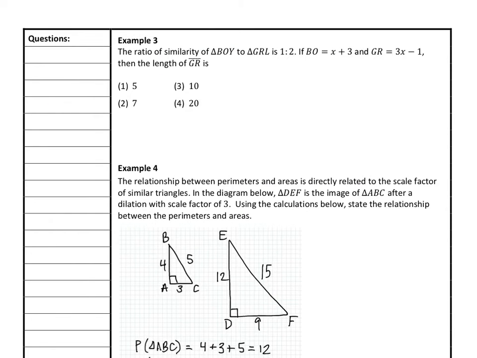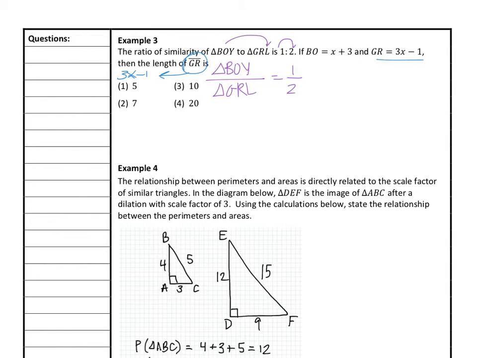This one again came from a Common Core question. It says the ratio of similarity of triangle BOY to triangle GRL is 1 to 2. So they go boy onto girl, 1 onto 2. So we're going to stack our letters here. Triangle BOY over triangle GRL. We're going to go 1 over 2. So then they say that BO and GR have these expressions, and we're looking for the length of GR. Well, in the end, that means we need 3x minus 1 because that's what GR is according to the problem.